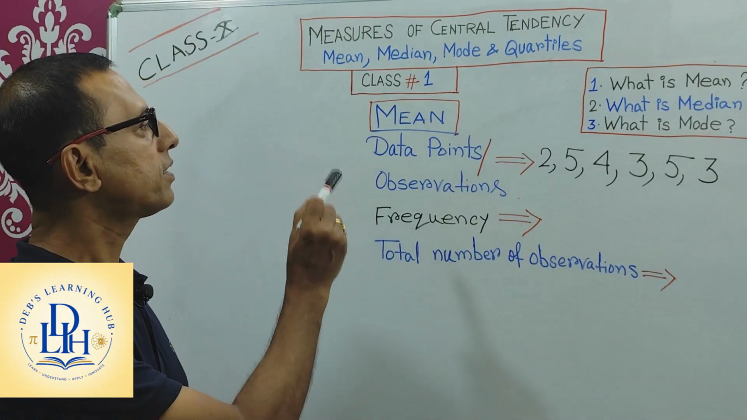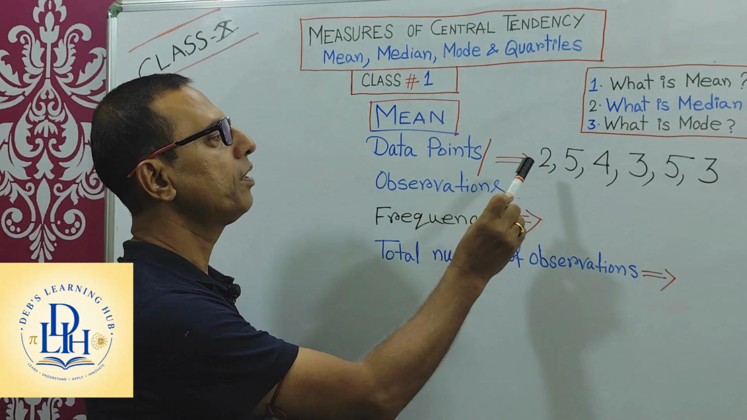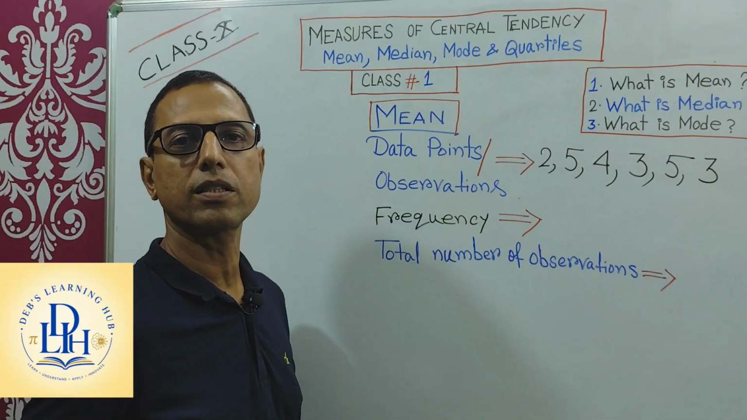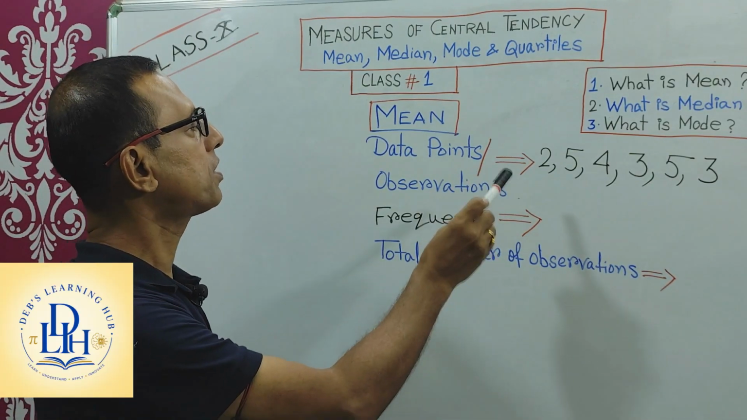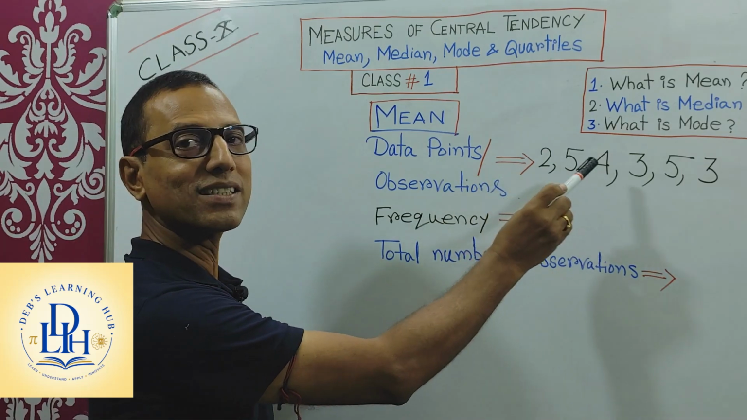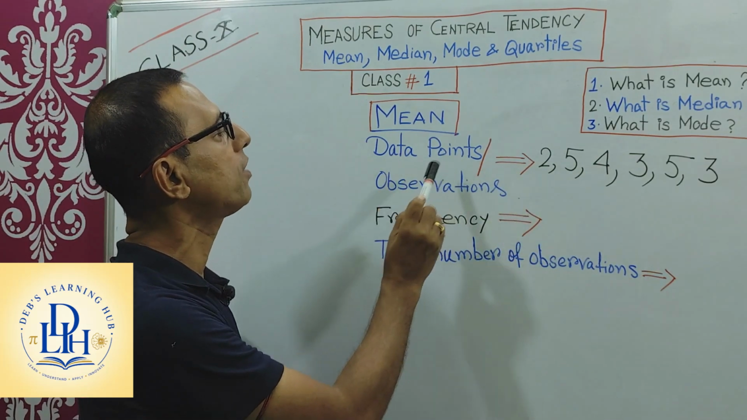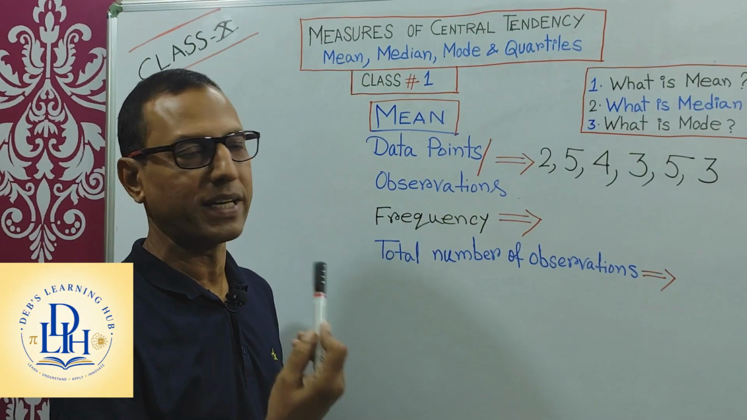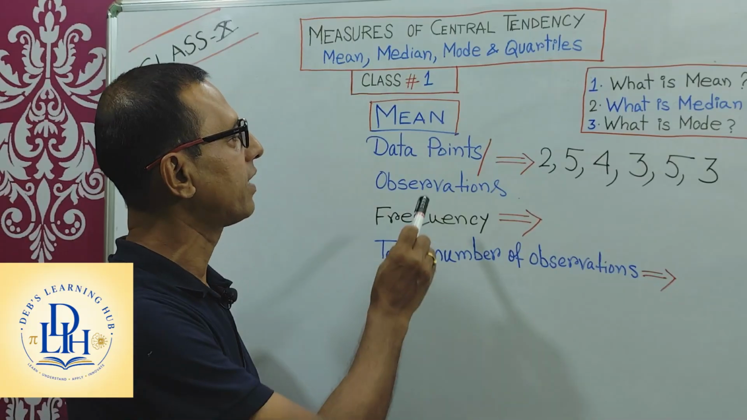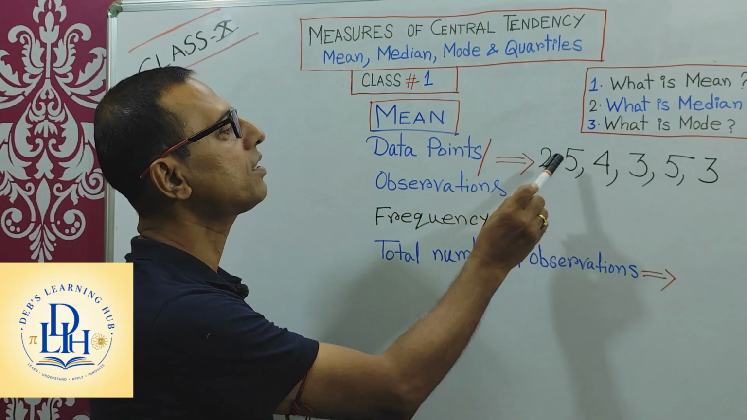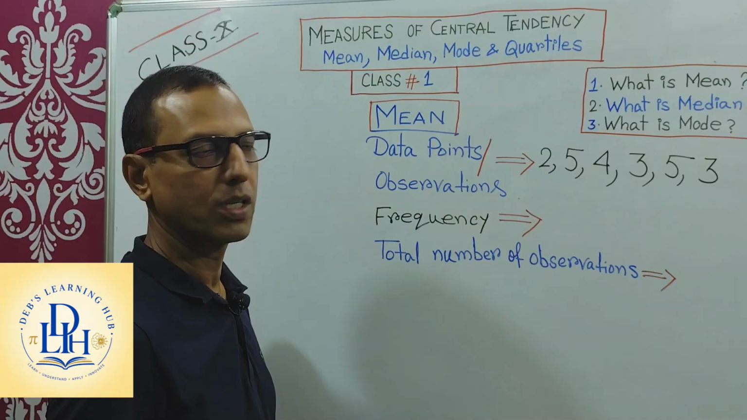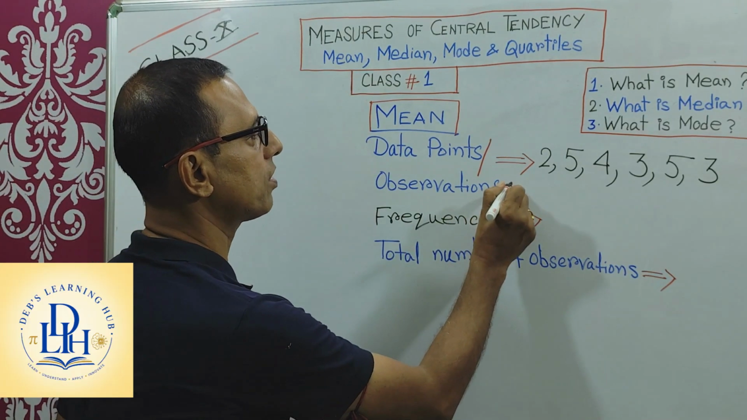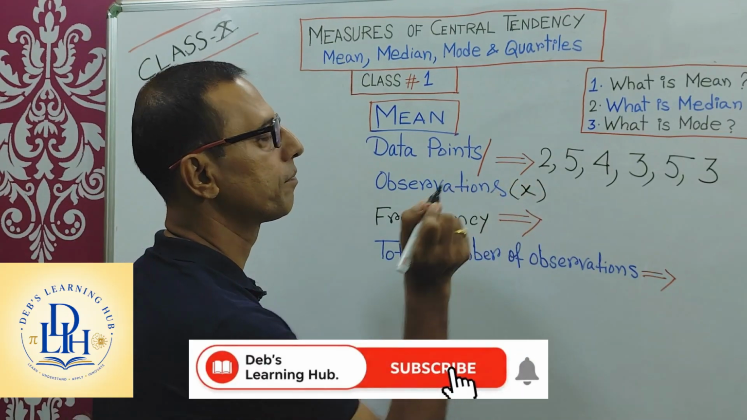Okay. Now let's say there are a few numbers. These are the numbers 2, 5, 4, 3, 5, 3. With respect to statistical terms, such numbers are called data points or observations. So any value that you are achieving from a test or what you are observing is called an observation. So these numbers are the observations. Let's say these observations are marked as X.